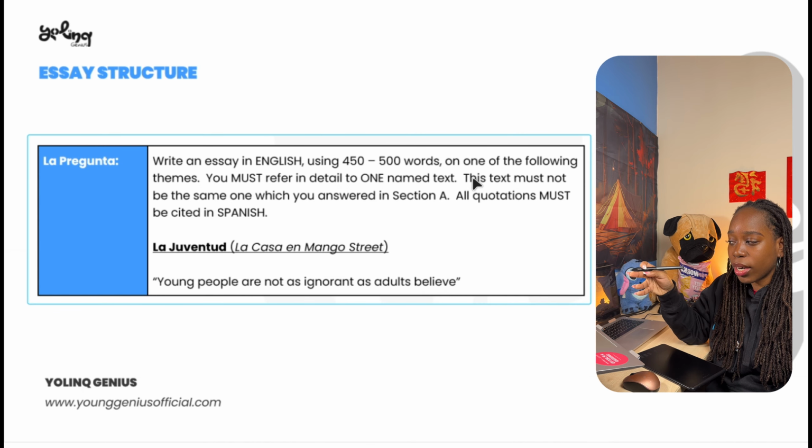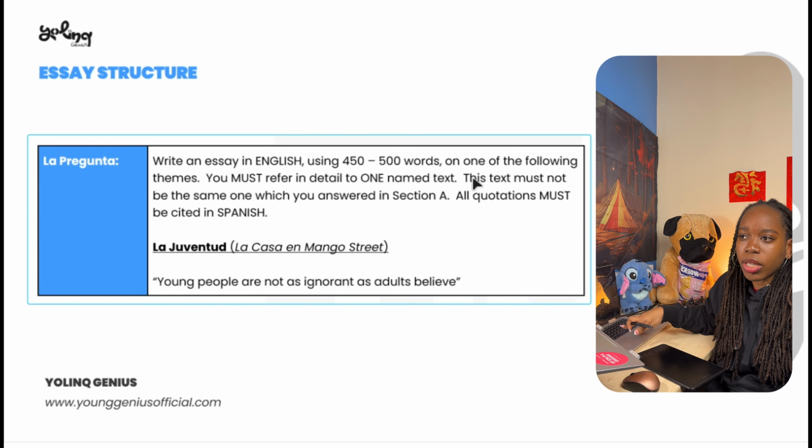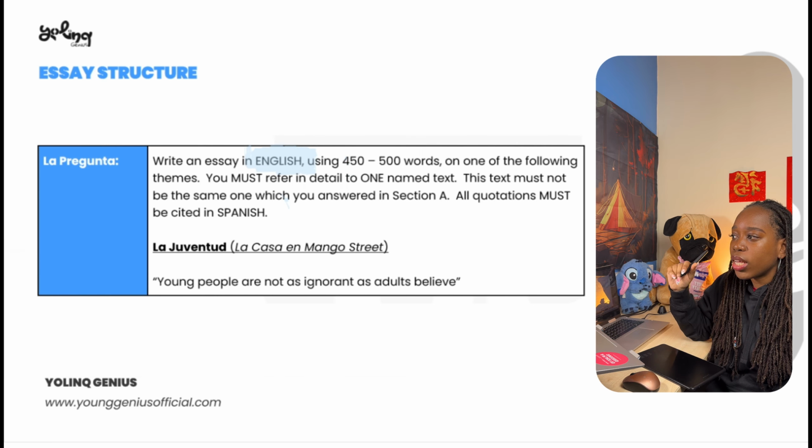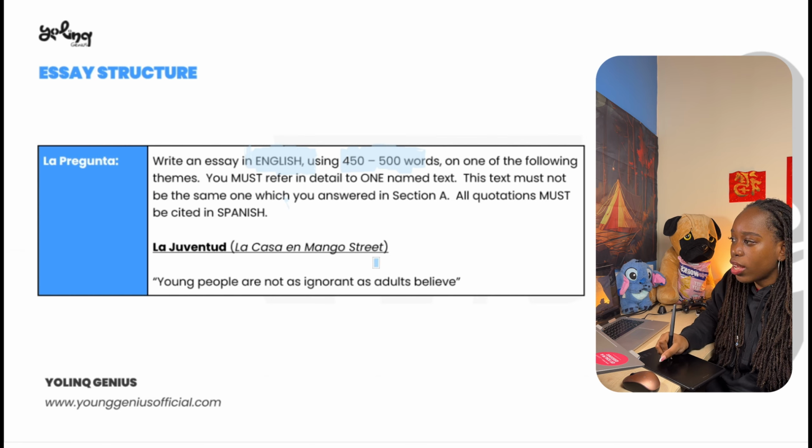So essentially each body paragraph should have one main idea, and finally a conclusion, right? In this section, it says write an essay, and again it's stressing in English, please, using 450 to 500 words on the following themes. They've given you the themes, they've listed them actually, they've separated it.